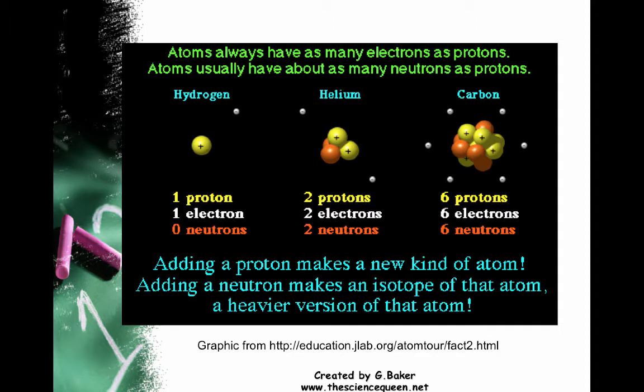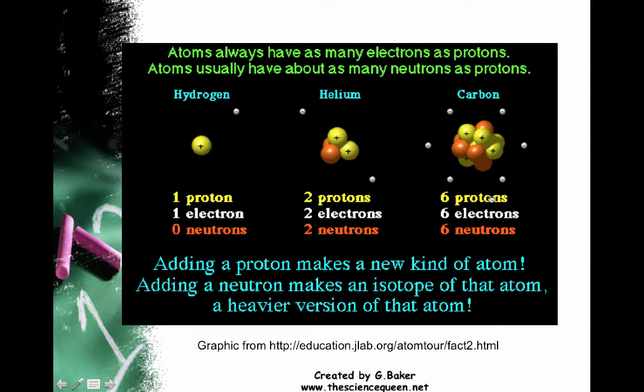So atoms always have as many electrons as protons. In hydrogen right here, we have 1 proton in the middle with our positive charge and 1 negative electron rotating outside. Helium is our second element on the periodic table, and it has 2 protons and 2 electrons rotating outside. Carbon, with an atomic number of 6, is going to have 6 yellow proton balls here and 6 electron balls rotating outside.